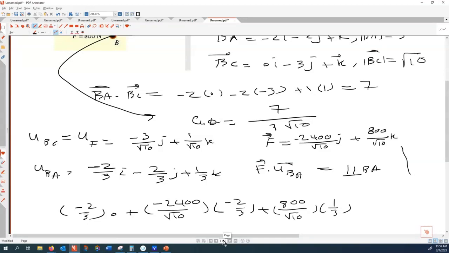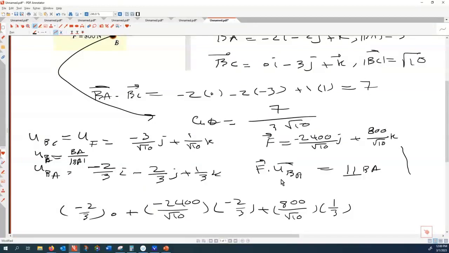Yes, give me that again, the unit vector. Okay, so the unit vector of BA, how do we find it? This is BA itself divided by the magnitude of BA. So we already have BA, and the magnitude of that was 3. So we divided the vector by its magnitude, and that was the unit vector.